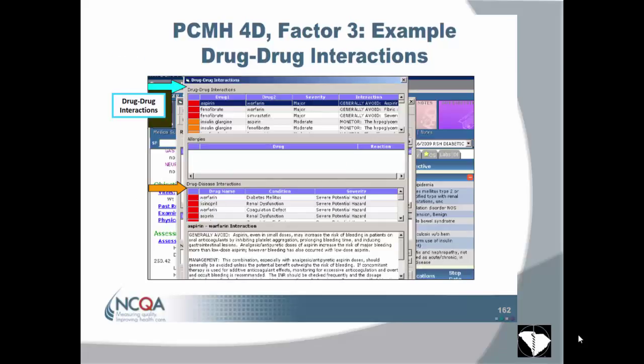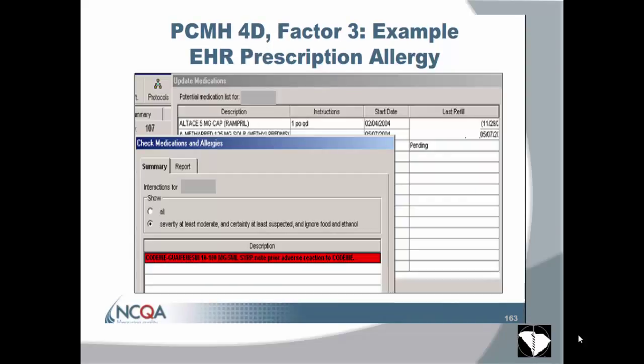But factor 3, like an example of drug-drug interaction, let's say you prescribe your patient one drug and your EMR will pop up a warning saying if you've recorded in the EMR that they take other drugs that would have interactions, it would pop up a warning box warning you about what the interaction might be.